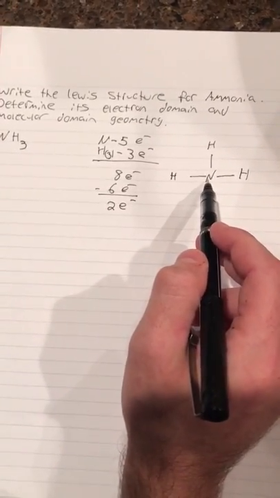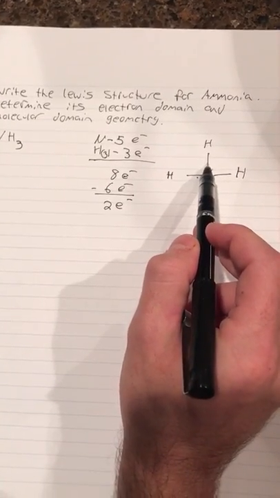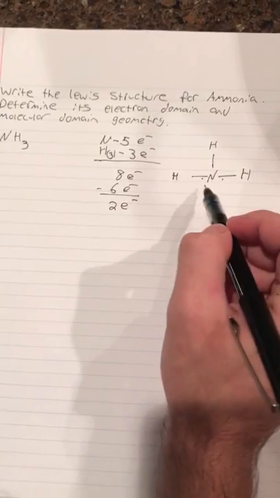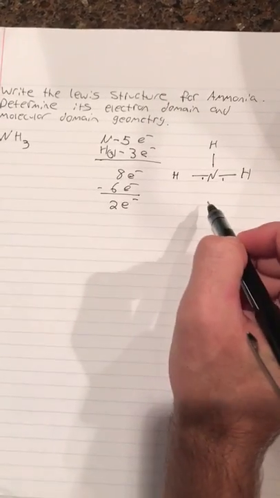Nitrogen needs 8 in its outer layer, so it has 2 here. This makes 4, and this is 6, so it needs 2 more, and then we have 2 valence electrons left. So we can go ahead and put it right here as 2.